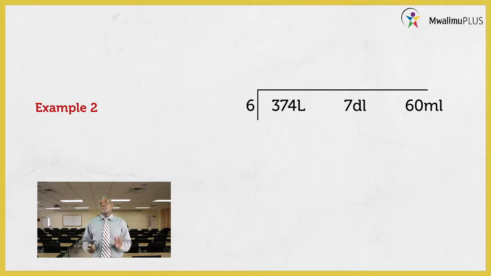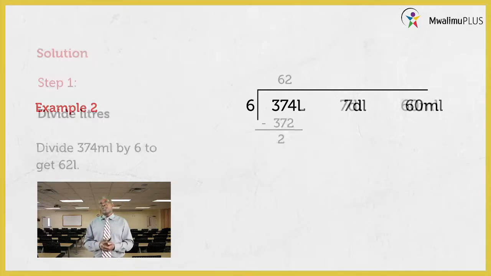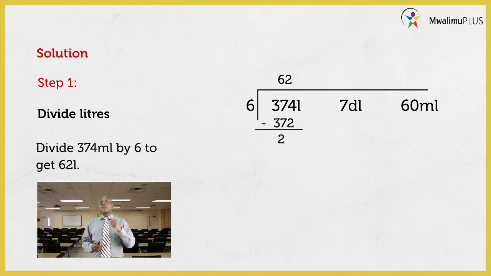If we divide 374 by 6, it will give us 62 liters. So we put 62 on top of the liters side. Then we multiply 62 by 6. That will give us, good, 372. Then we subtract 372 from 374 to give us 2, right?